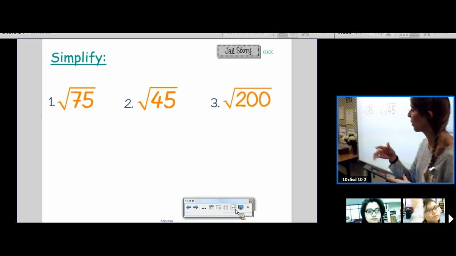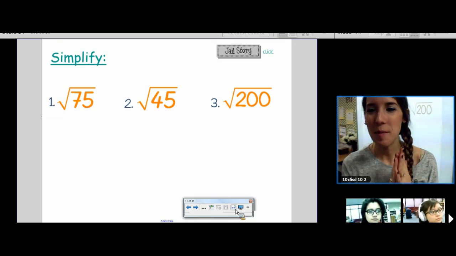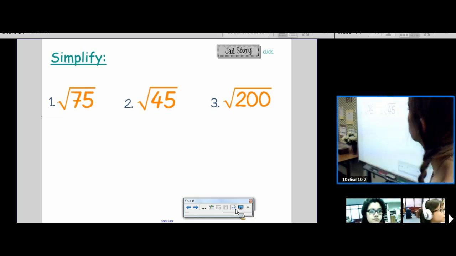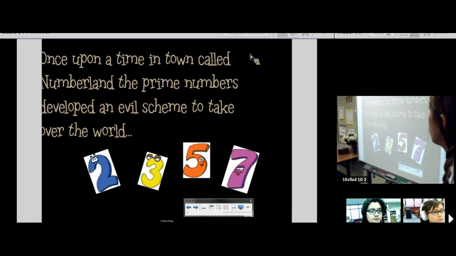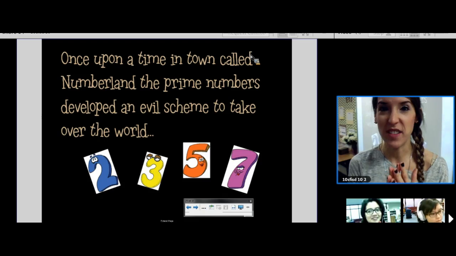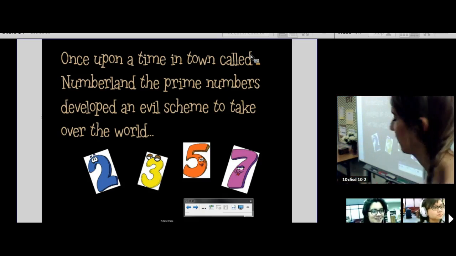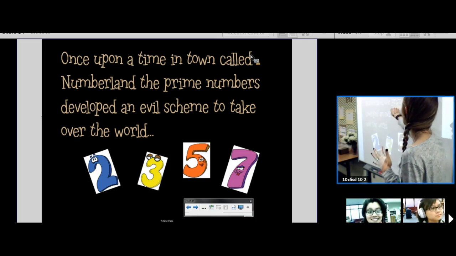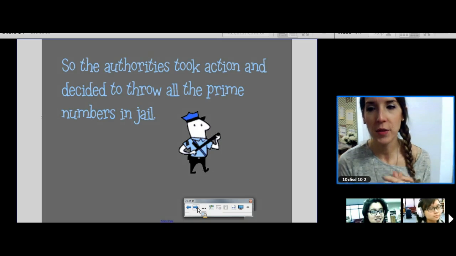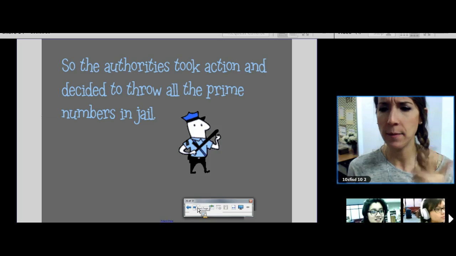So now we are going to factor tree these in order to simplify them. If you remember how to factor tree, awesome. If you don't remember, I'll give you a little story to help remind you. Once upon a time, in a town called Numberland, the prime numbers developed an evil scheme to take over the world. Ha ha ha. The prime numbers, okay? So the authorities took action and decided to throw all the prime numbers in jail. If you're prime, you go to jail.